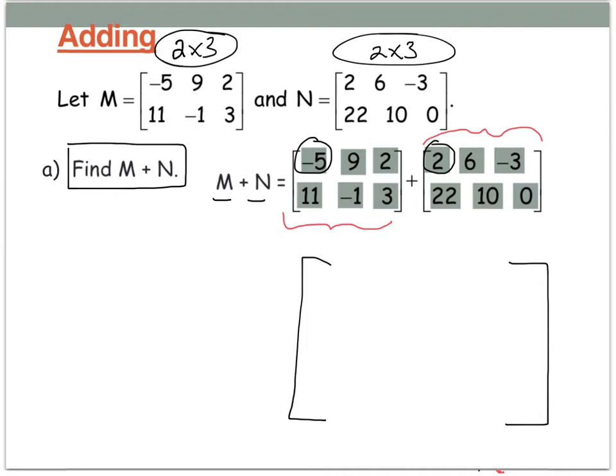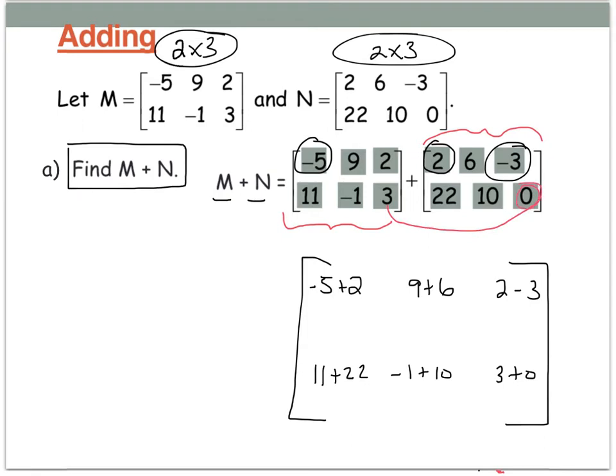So in order to find the new matrix, when I'm adding these guys together, this guy would be a negative 5 plus 2. And then my next piece would be a 9 plus 6. And then the next piece would be a 2 minus 3, right? We're adding, but that's a negative number. And then the next piece would be an 11 plus 22, okay? Negative 1 plus 10, and 3 plus 0, right? So basically what I'm doing is the guys that are in the same spot are connected, and those are the ones that I perform the operation on.